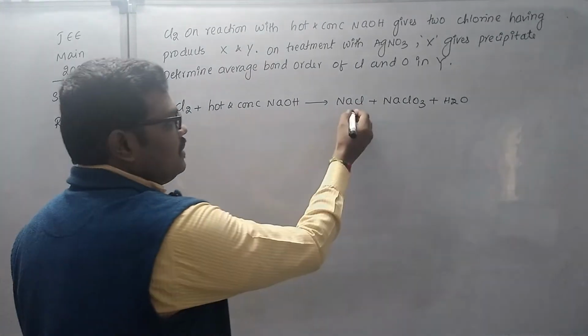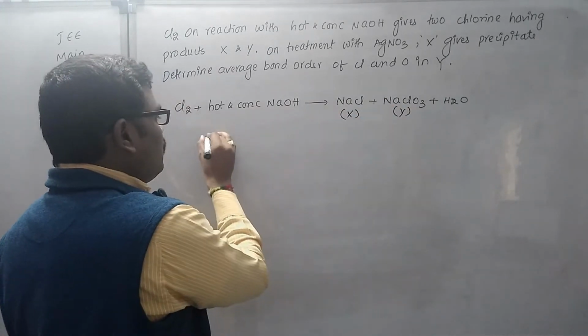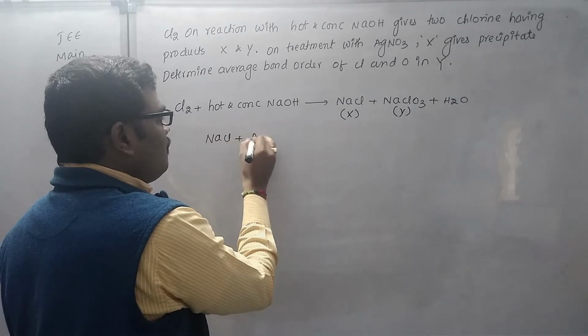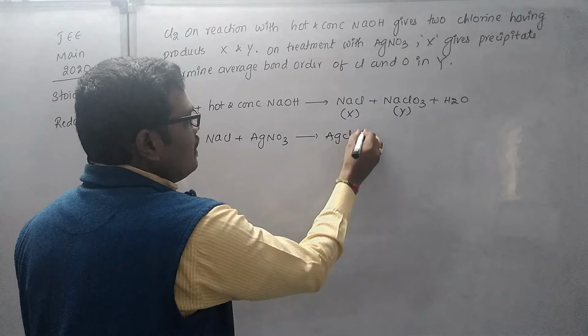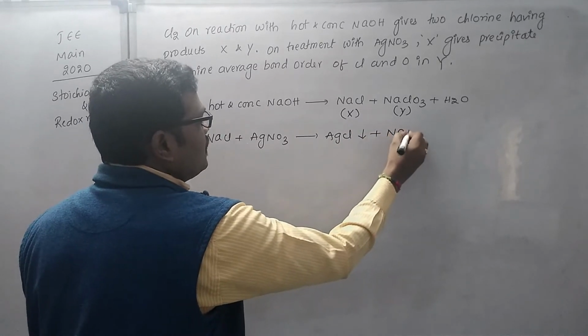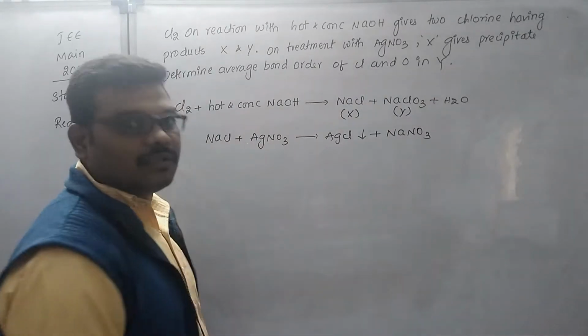NaCl gives a precipitate with silver nitrate. That's why it is X and the other is Y. Because when sodium chloride reacts with silver nitrate, it gives AgCl. Here AgCl is a precipitate. So that's why NaCl is X, sodium chlorate is Y.